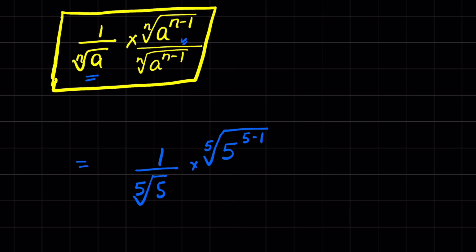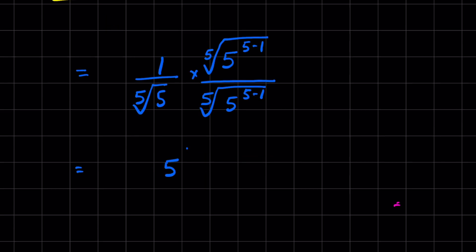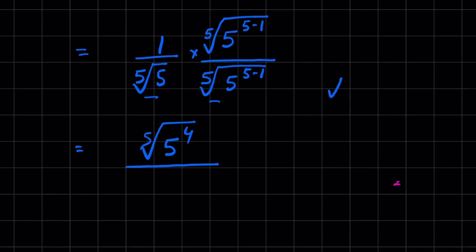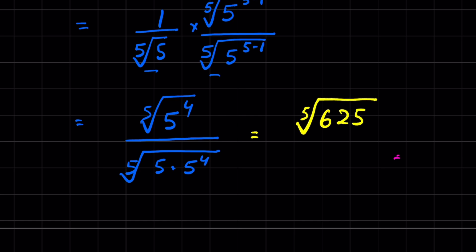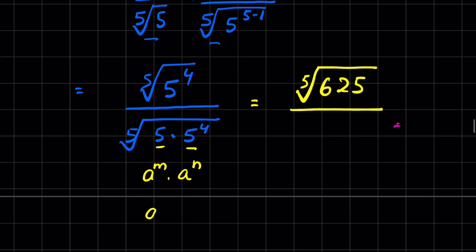Here 5 is n, so n minus 1. Now this is 5 raised to the power 4 under fifth root upon, this is in the form of under root a times under root b, and we can write it as a times b under root. So we can write it as under fifth root 5 times 5 raised to the power 4. 5 raised to the power 4 is equal to 625 under fifth root upon, this is in the form of a raised to the power m times a raised to the power n. So it is a raised to the power m plus n. So it is 5 raised to the power 5 under fifth root.